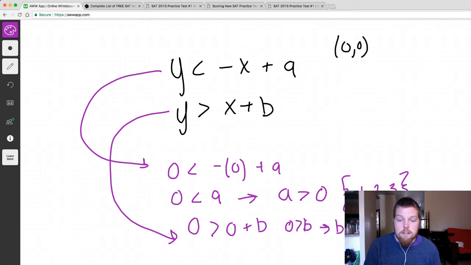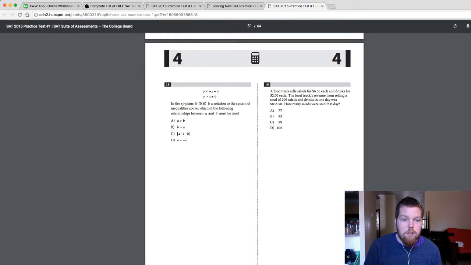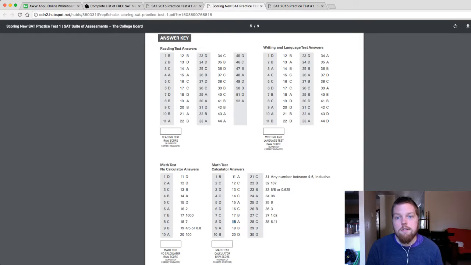So if that's the case, if a is greater than 0, meaning it's all positive numbers, and b is less than 0, it's all negative numbers, that means that a has to be greater than b. Which of the following relationships must be true? A is greater than b. That's what we just worked out, so I'm going to go with A for number 18, and that is correct.